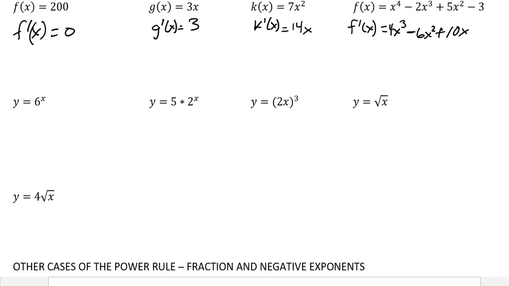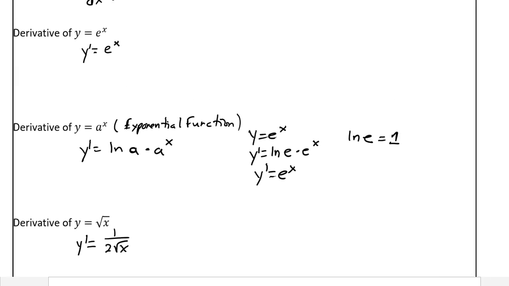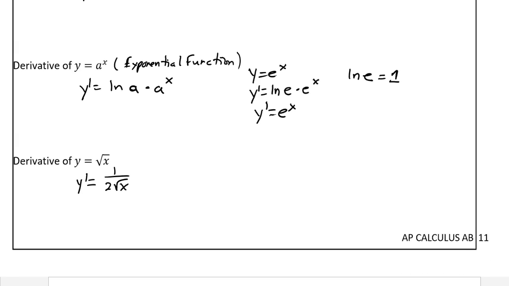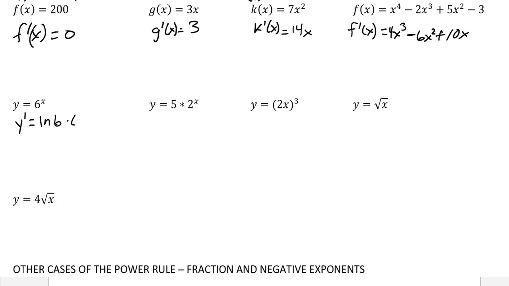So the derivative, y prime, of 6 to the x, that's an exponential function, and we had a rule for that back here. Here's an exponential function right in here, and here's our derivative, the natural log of a times a to the x. So it'd be the natural log of 6 times 6 to the x power. Now we're going to do the same thing here, except we're going to multiply our derivative by 5. So y prime would equal 5 times the natural log of 2 times 2 to the x power.